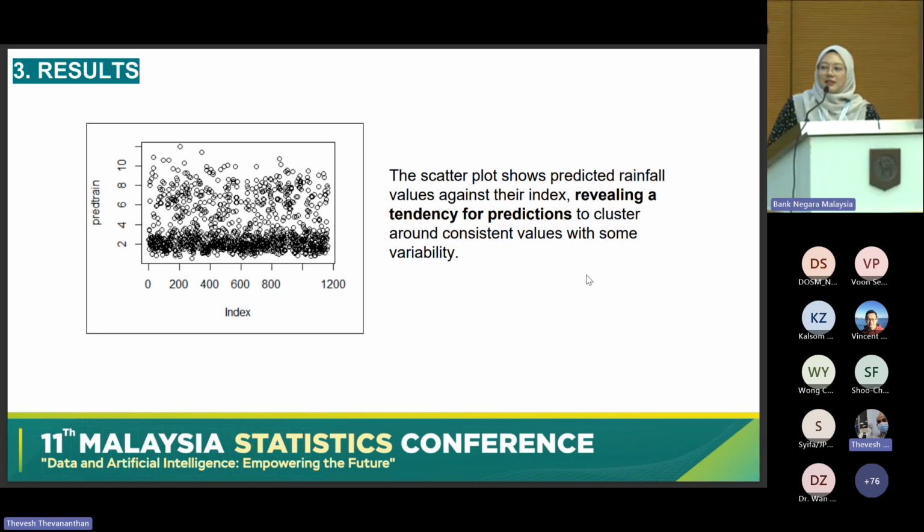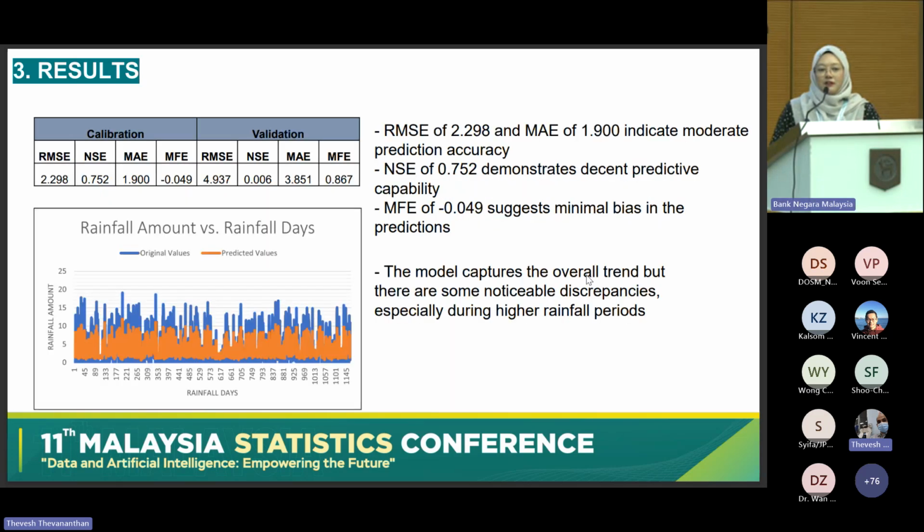This is the scatter plot. The scatter plot shows predicted rainfall values against their index. It reveals a tendency for predictions to cluster around consistent values with some variability. And next, the table shows the performance values of the proposed model. So we can see that RMSE and MAE indicate moderate prediction accuracy, NSE demonstrates decent predictive capability, and MFE suggests minimal bias in the prediction.